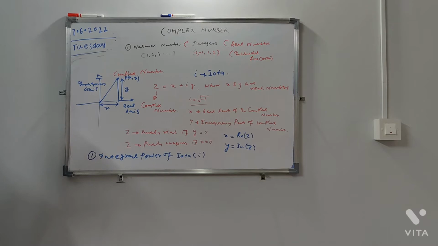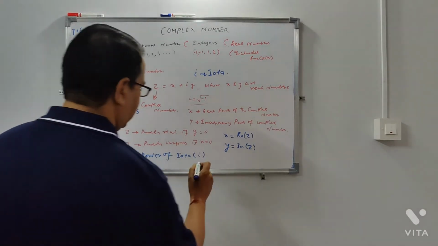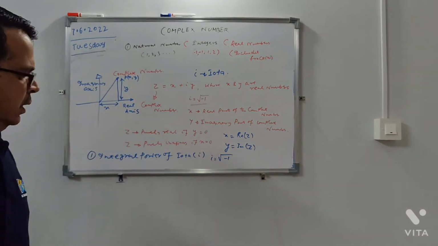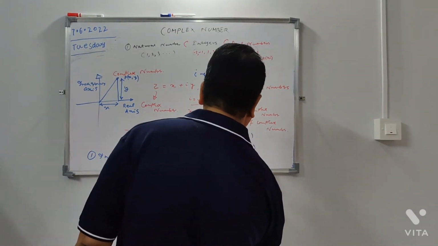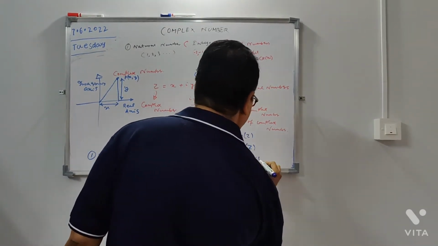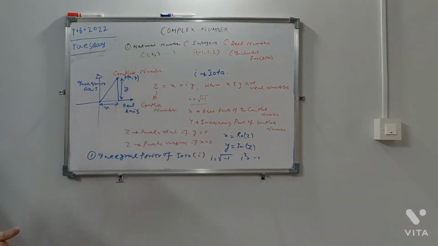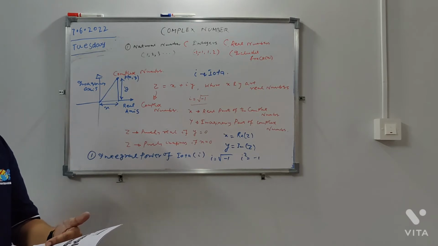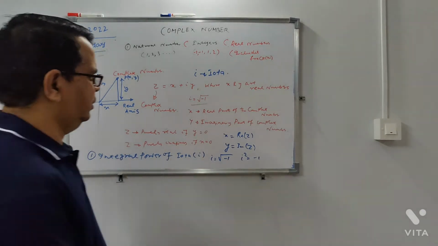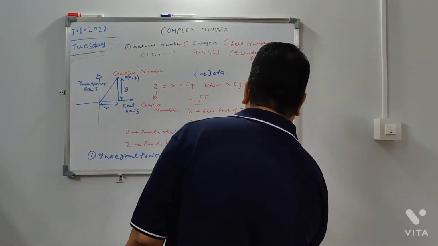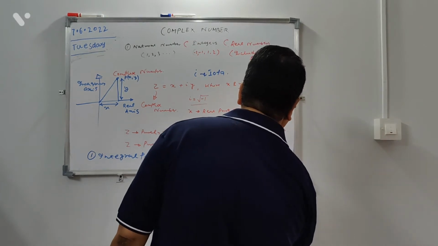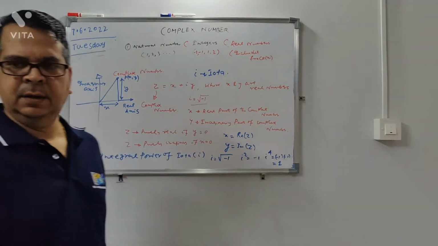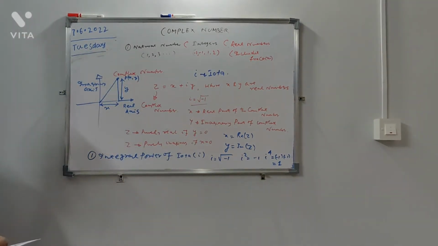This is very important. You know i is equal to square root of minus 1. Then i square is equal to minus 1, right? Then what will be i to the power 4? i to the power 4 is equal to minus 1 into minus 1, which is plus 1. So i to the power 4 is plus 1.